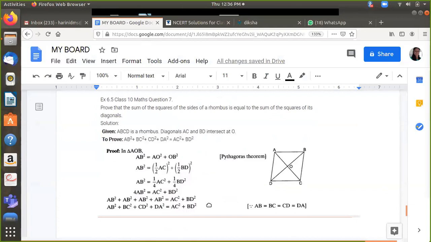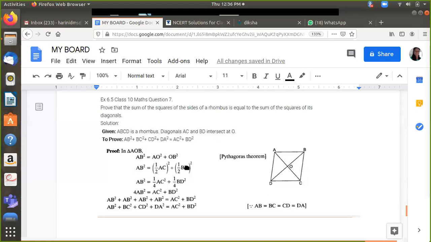This was the thing I was trying to explain to you. Now I know AB square is OA square plus OB square in the first triangle. This is a right triangle. So I am substituting the Pythagoras here. So my AB square will become OA square plus OB square. So my AB square can be written as half of AC the whole square plus half of BD the whole square. In the place of OA, I am putting half of AC, and in the place of OB, I am putting half of BD.